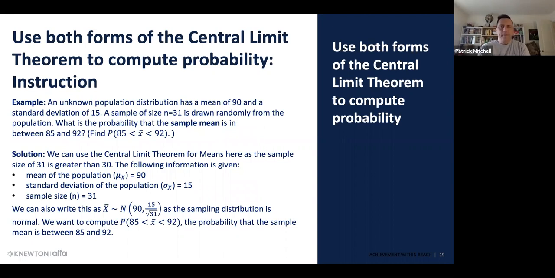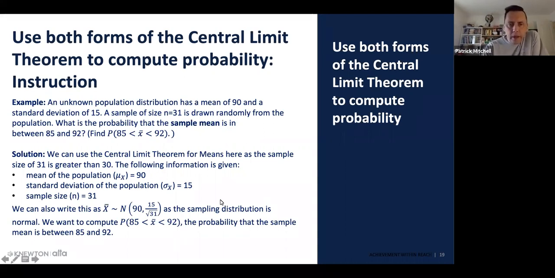An unknown population distribution has a mean of 90 and a standard deviation of 15. A sample of size 31 is drawn randomly from the population. What is the probability that the sample mean is between 85 and 92?